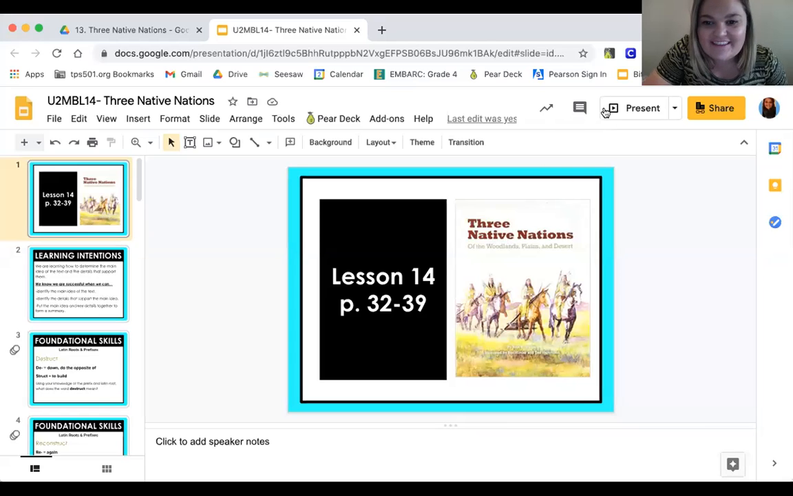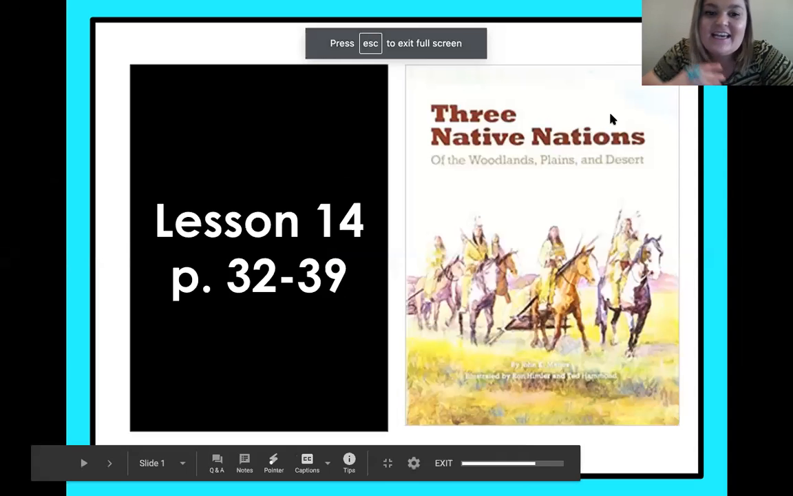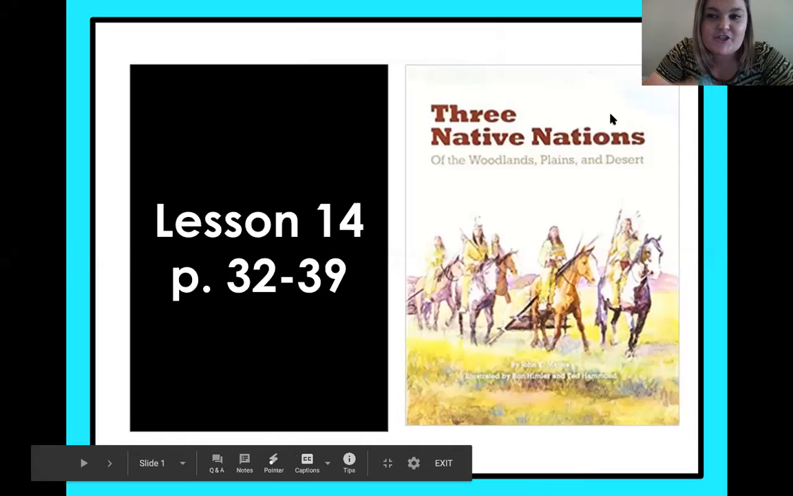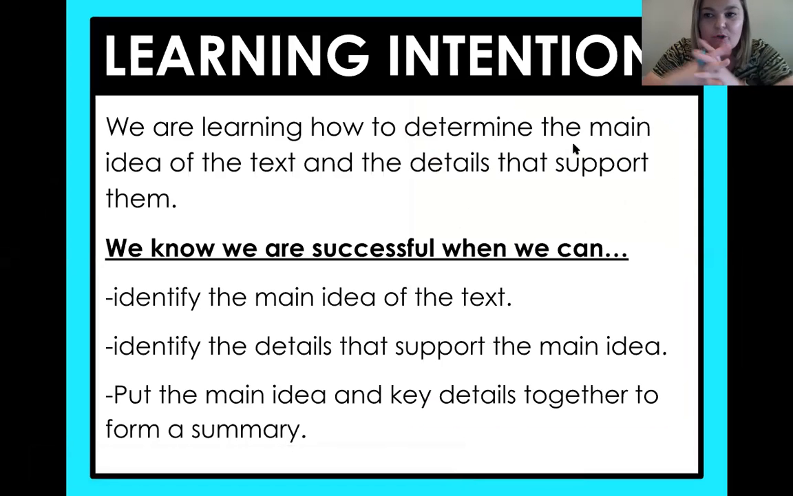Let's get started. We are reading lesson 14 today, and we're reading pages 32 through 39. Our learning intention for today is learning how to determine the main idea of the text and the details that support it. We know we are successful today when we can identify the main idea of the text, identify details that support that main idea, and then put that main idea and key detail together to make a summary.